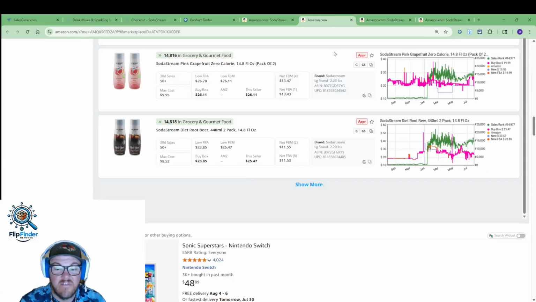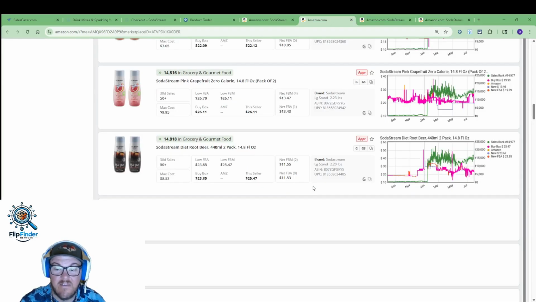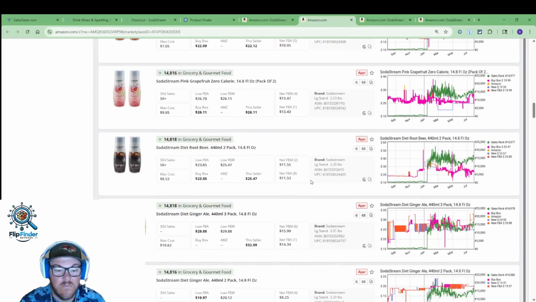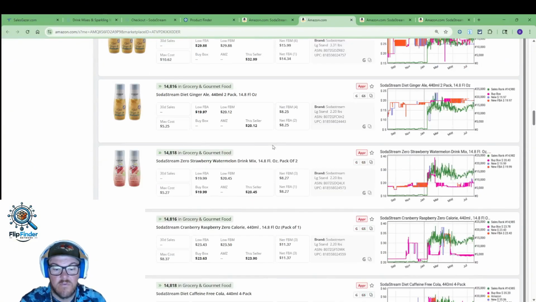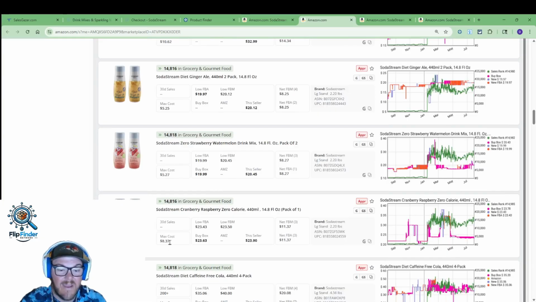If you go through this seller storefront, you will probably find several more products that are profitable. A really good example of a good storefront to reverse source. There's going to be another one right here. Max cost is $8.37. We're buying these at $6. Another really good profitable product.